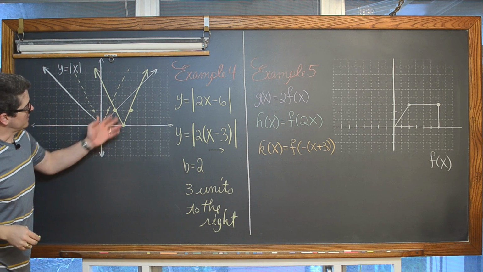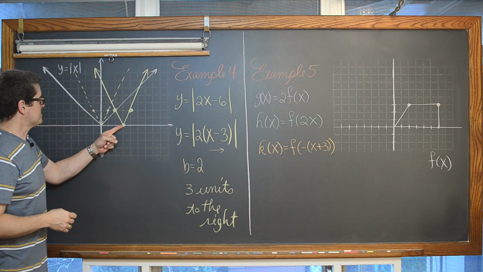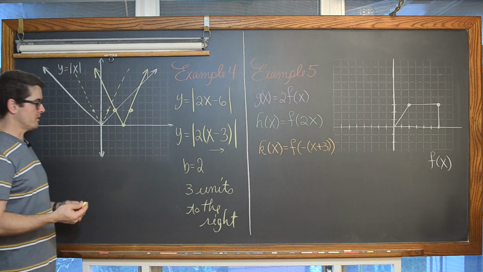I'm not using rulers, and I can see I can miss there. So it's just a sketch, okay? Our vertex is, though, at 3, 0. The domain of this graph is going to be all real numbers.